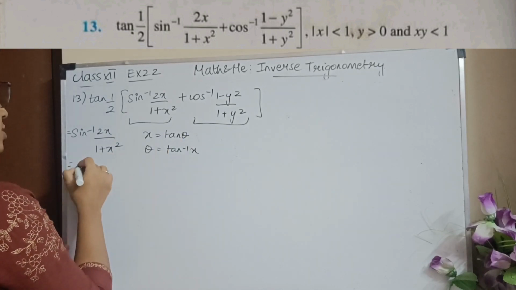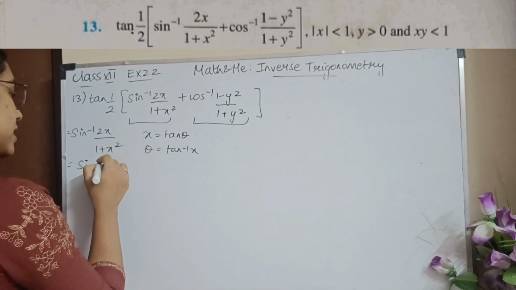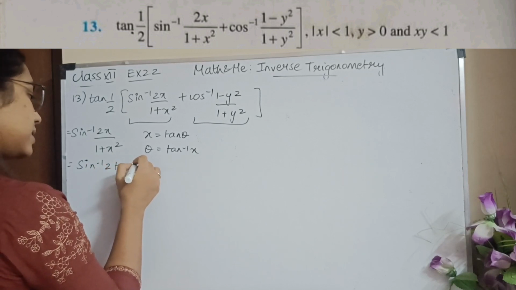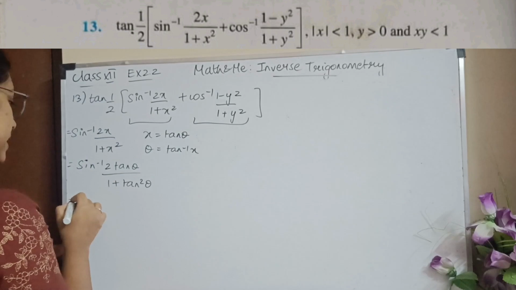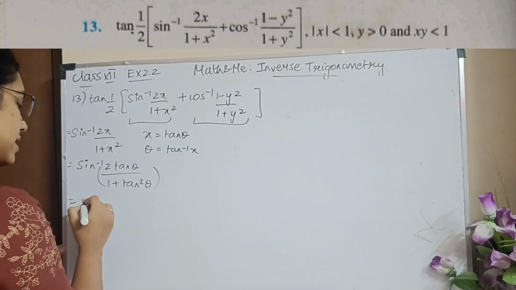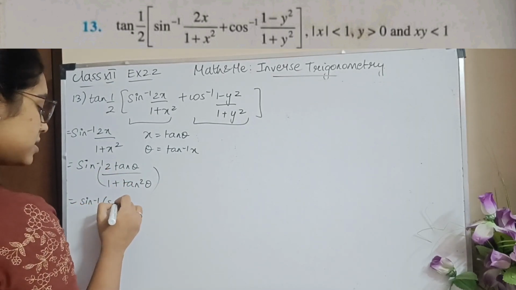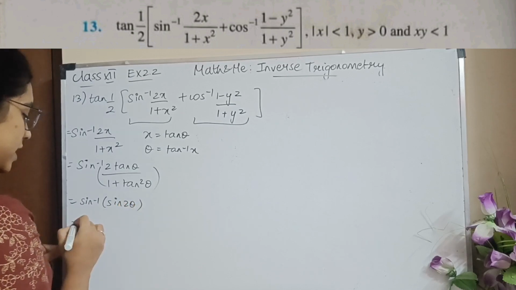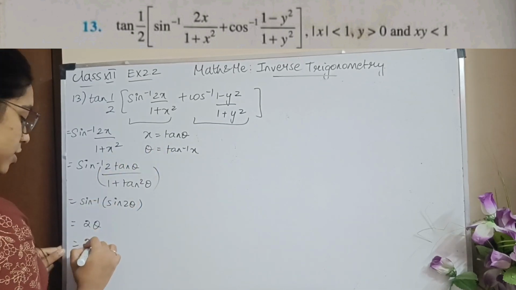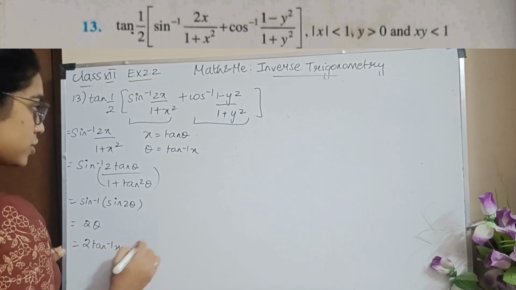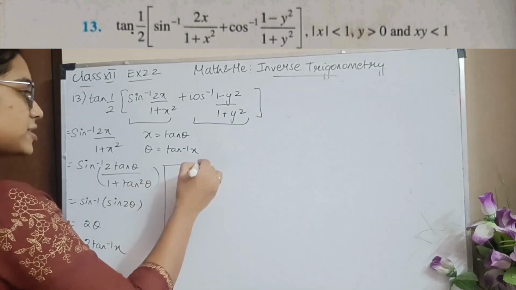Correct? So I'm going to substitute sin inverse of 2 tan theta divided by 1 plus tan square theta. What is 2 tan theta divided by 1 plus tan square theta? It is sin 2 theta. Correct? So you have sin inverse of sin 2 theta, which is simply 2 theta. Theta is tan inverse of x. So 2 tan inverse of x. So this is your first part.